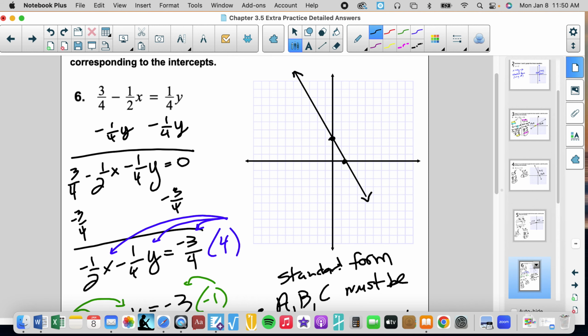Let's put arrows. That's 0, 3. Labeling. And this is 3/2, comma 0. And now I've done all of the things. Use intercepts to graph the linear equation. Label the points corresponding to the intercepts. Good.